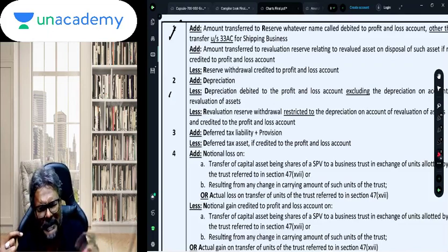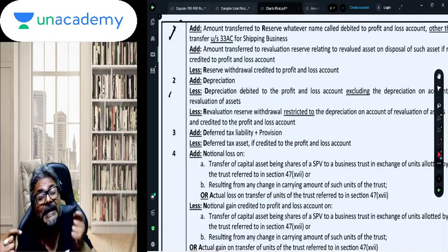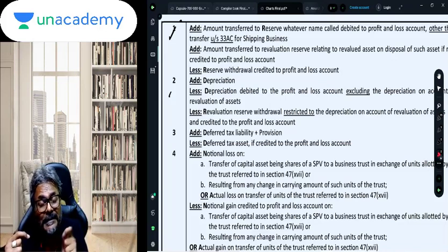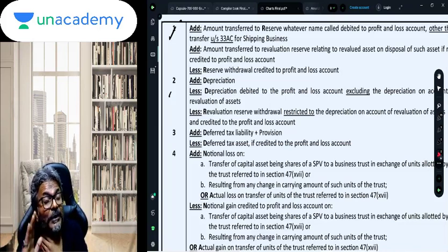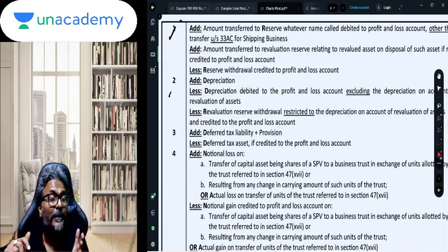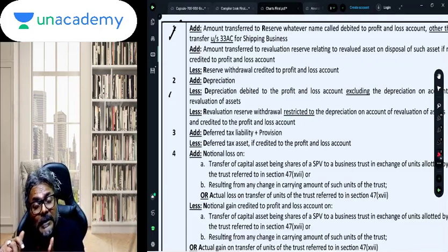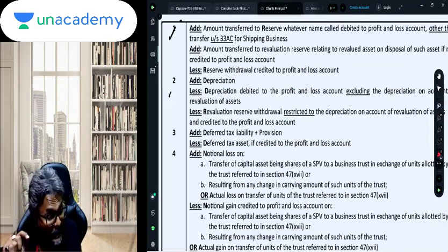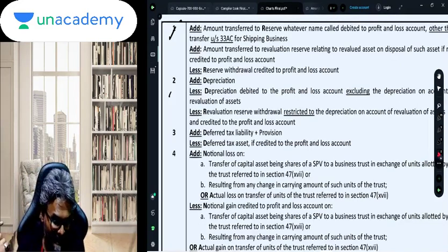So the net effect is obviously that what is finally getting added back is the excess depreciation which has been claimed on the revalued portion of the asset. But the presentation of your answer would be like: first you need to add back the entire amount of depreciation, and second, reduce that portion of the depreciation as per the books which is without revaluation of the asset.